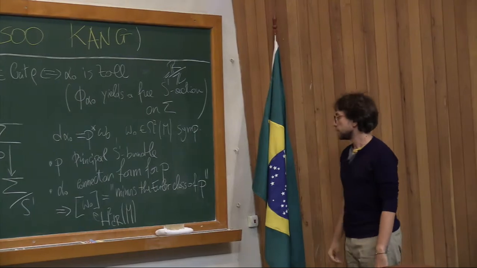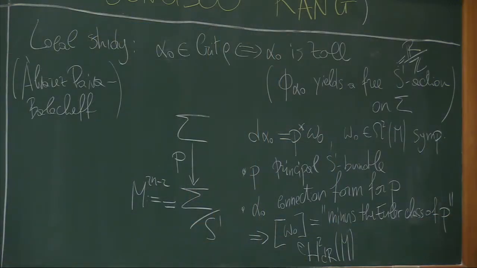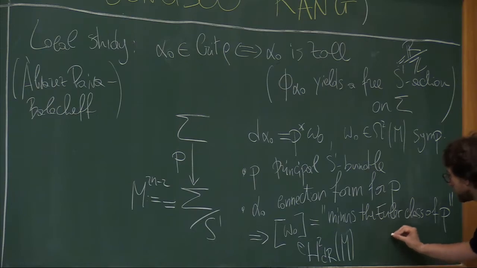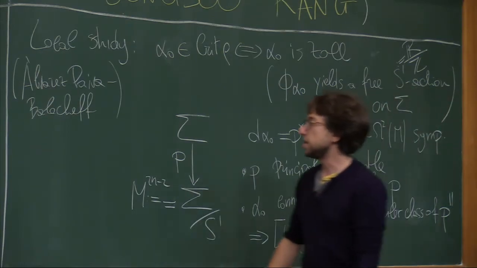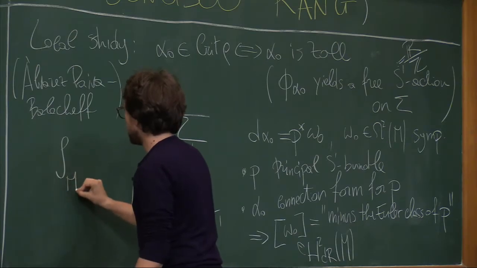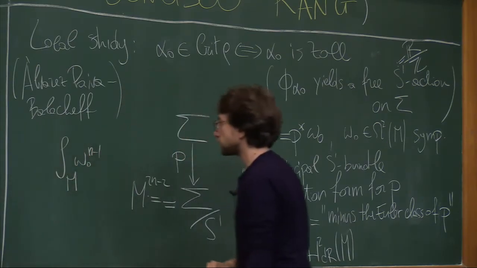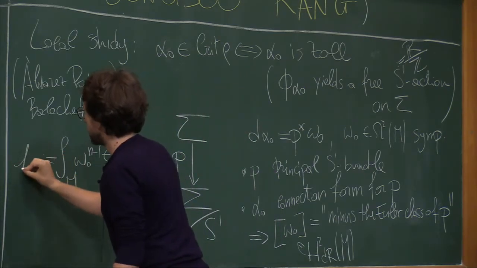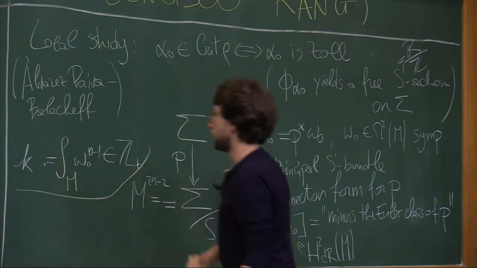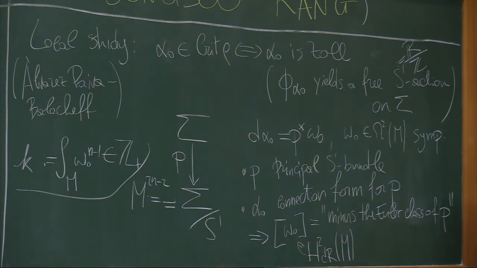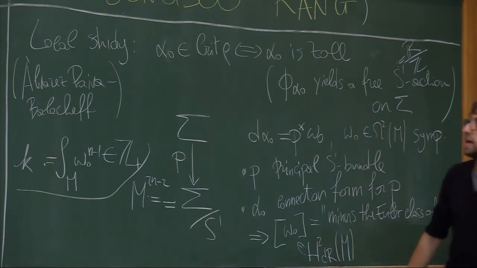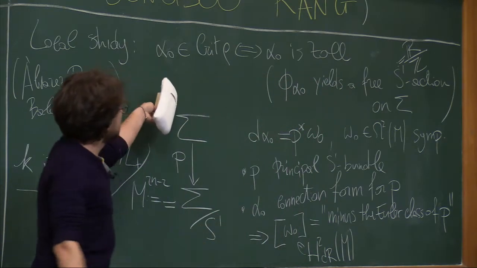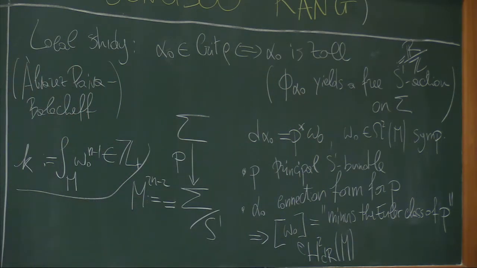Okay, so this means the Euler class, and in particular, if I take now the volume of M with respect to this omega 0, this here is a positive integer, and I denote it by K. Okay, this will play a role later. So I've given the definition of Zoll forms, and we have seen that these are exactly the critical points of rho. Now there is a conjecture saying what kind of critical points they are.